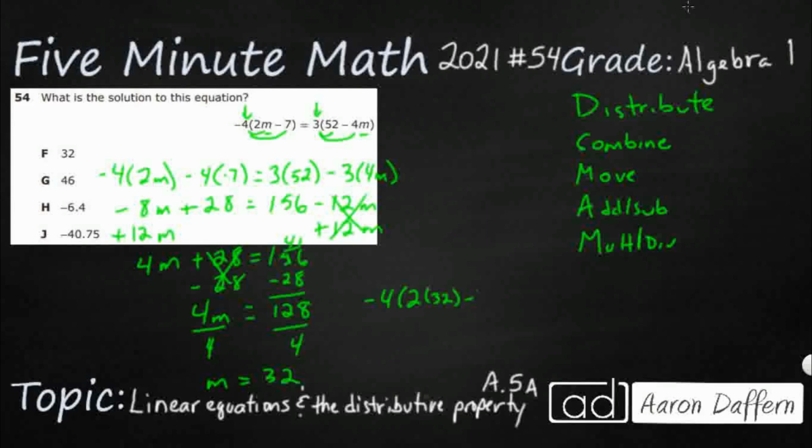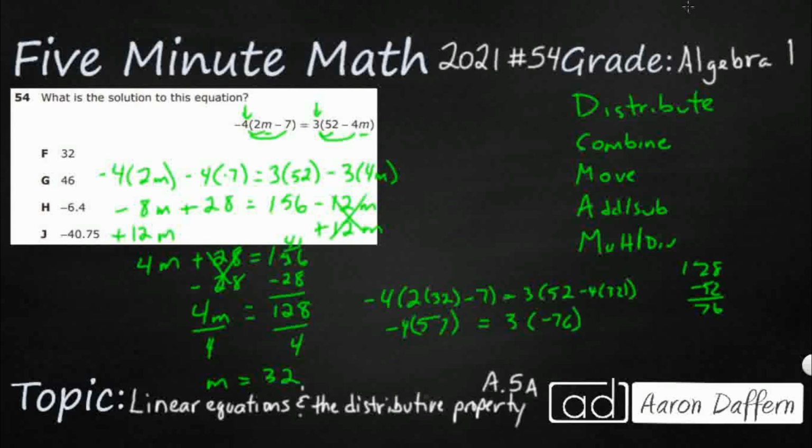2 times 32 minus 7 equals 3 times 52 minus 4 times 32. So that's going to be 64 minus 7. That is going to be 57. So -4 times 57 equals, and that's going to be 3 times 52 minus 128. So 3 times 52 is 156, and 156 minus 128 is going to get 28.